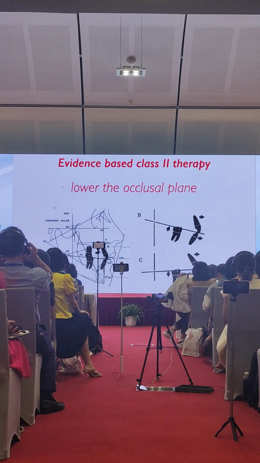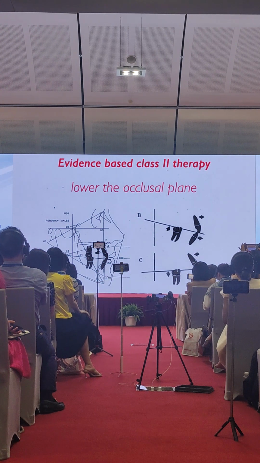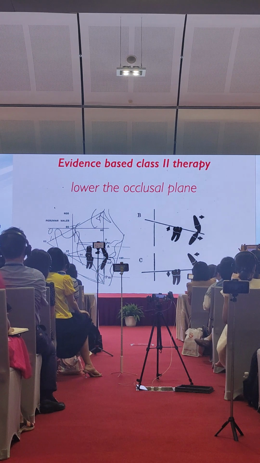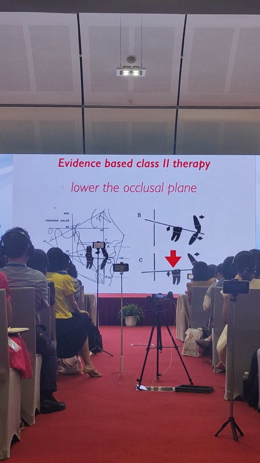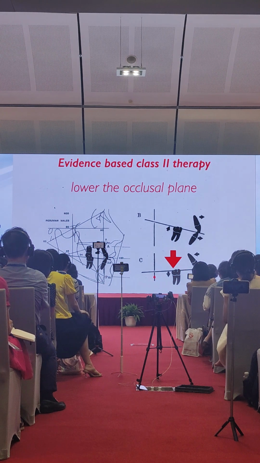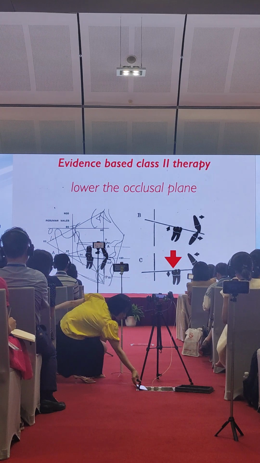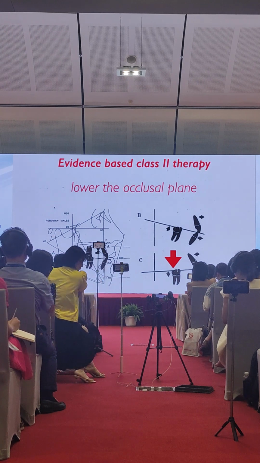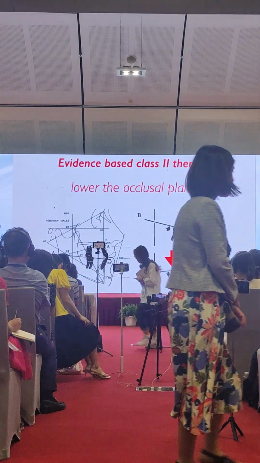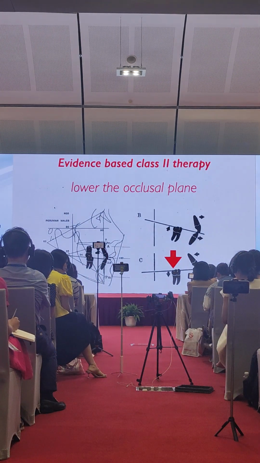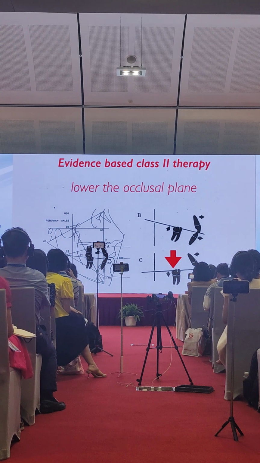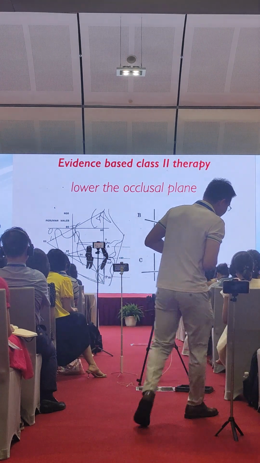And so the evidence-based class 2 therapy is to lower the occlusal plane. So maintain low the lower molars. Obviously the opposite in class 3: you can extrude a little bit the lower molars in order to rotate a little bit the mandible downward without any compression of the condyle, or be careful about the compression of the condyle that it can occur when you rotate it too much.